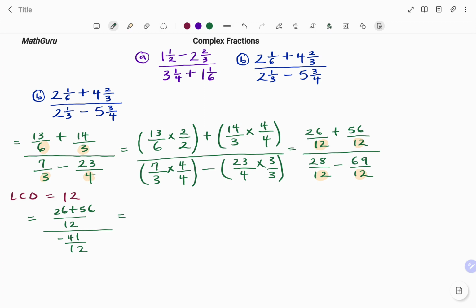So that's equal to, I'm going to change the fraction bar into the division sign. So I have 26 plus 56, that's 82 over 12, divided by minus 41 over 12, which is equal to 82 over 12 times, I'm going to flip the right hand side, 12 over negative 41. I have 12 in 12, 1, and therefore 82 divided by negative 41, that's negative 2.